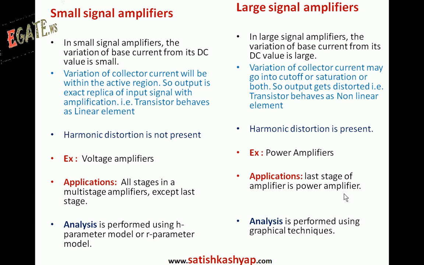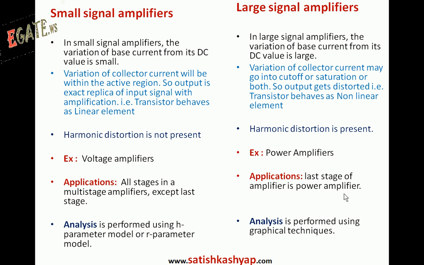Because of that, distortion appears in the output waveform, so we can say that the transistor is acting as a nonlinear element, and a nonlinear element always produces harmonics of the fundamental frequency. Because of these harmonics, the output gets clipped off. So harmonic distortion is present in large signal amplifiers.